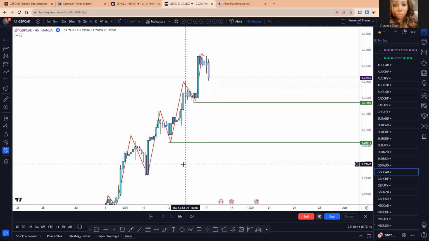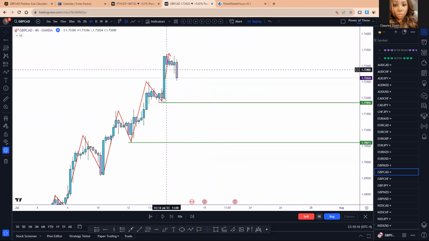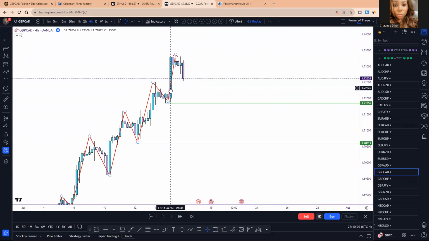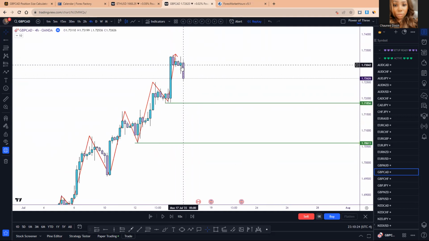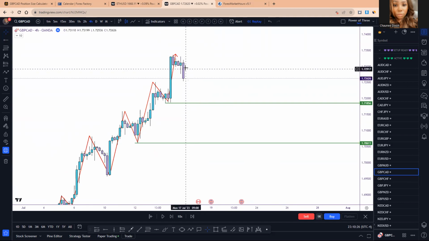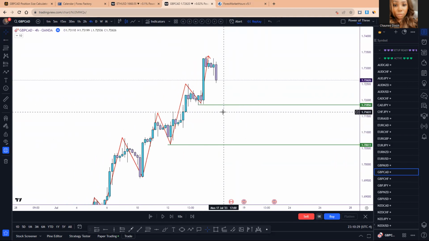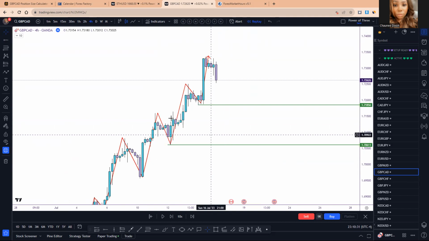Okay, so at this point I would have been waiting, but I would have missed the move. So if I was marking up at this point, I would have been like, dang, this would have been a good entry, but I missed it. So let me just go down and see what's happening on my 15-minute to see if I can get in or do I need to wait.